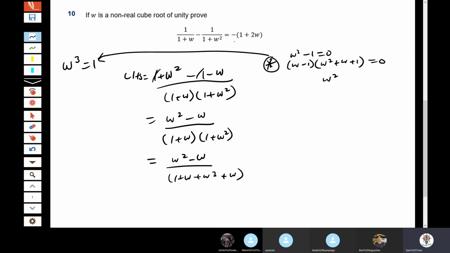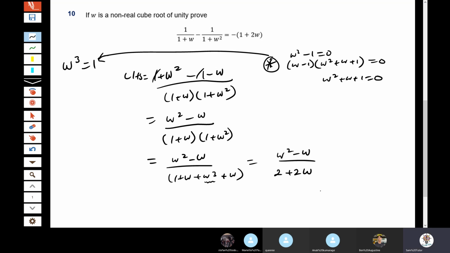So like you can see here, you don't have any ω squared. You need to introduce that somehow. So let's just leave it here for now. All right, go back down here. What's ω cubed equal to? 1. 1 plus 1 is 2. So we got this right now: 2 plus 2ω, if I haven't done anything wrong. We're getting close.